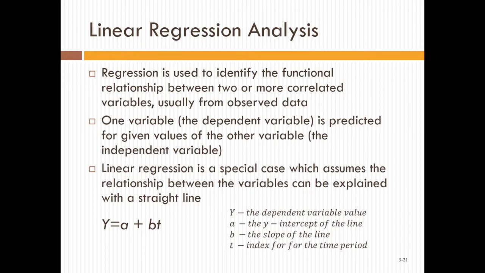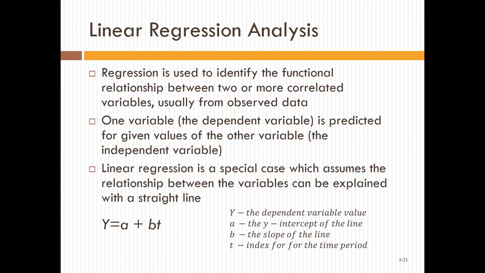Just as a reminder, regression is used to identify a functional relationship between two or more correlated variables, usually from some type of observed data. One variable, the dependent variable, is predicted for given values of the other variable, which we call the independent variable.